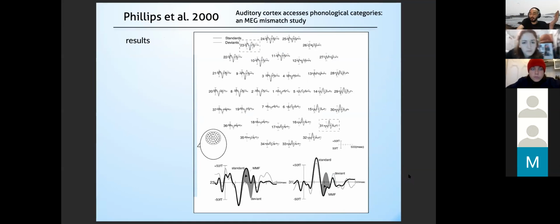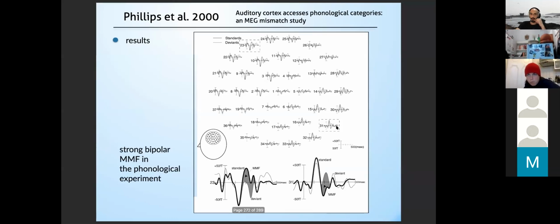And then they just measured the MEG field, and in their nice phonological experiment, they found your mismatch field, right? So the field when you hear oddball, oddball, oddball, right? Both here at this electrode and here at this sensor, because it's an MEG. So a strong bipolar mismatch magnetic field in the phonological experiment.